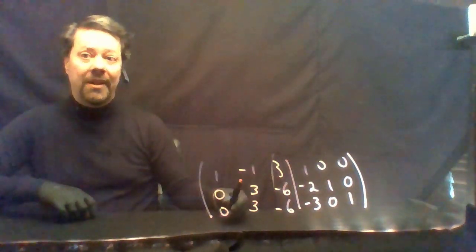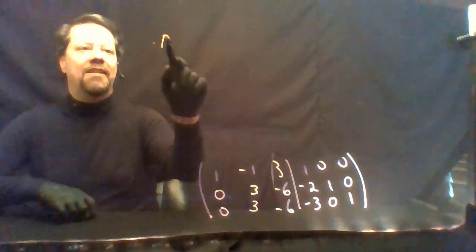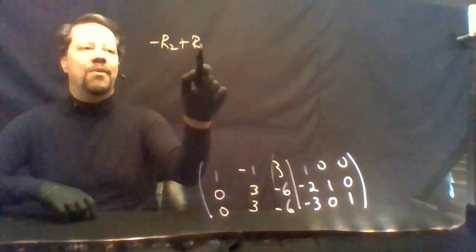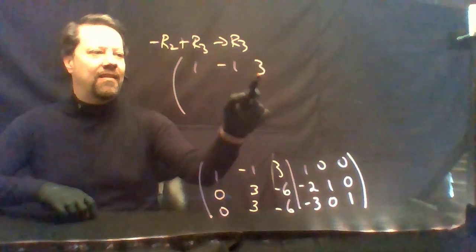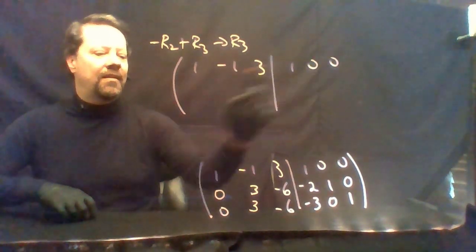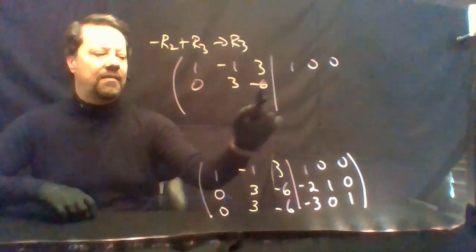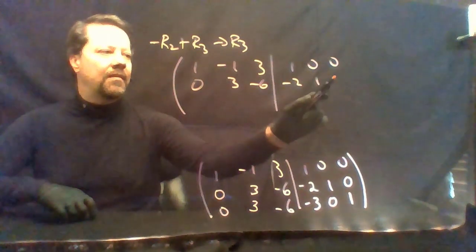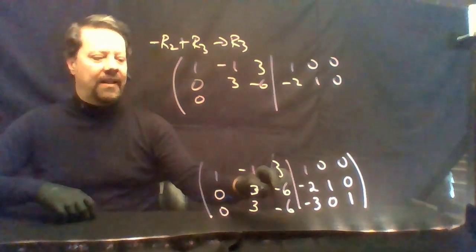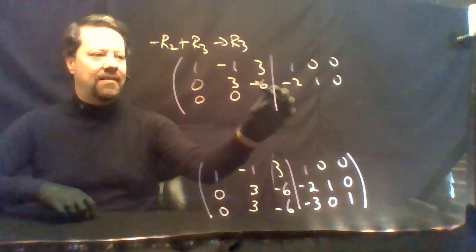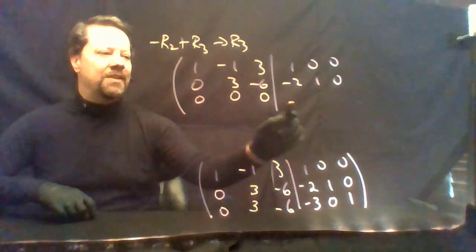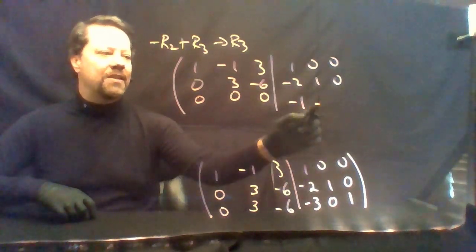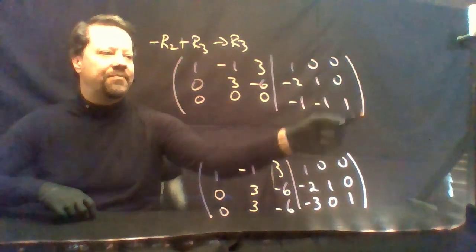Before getting too carried away, let's try negative row 2 plus row 3 yields a new row 3. Negative 1 times this plus this, across the row, and there.